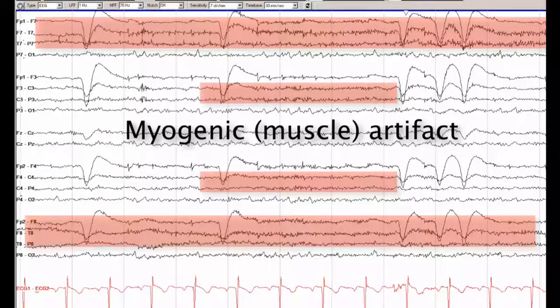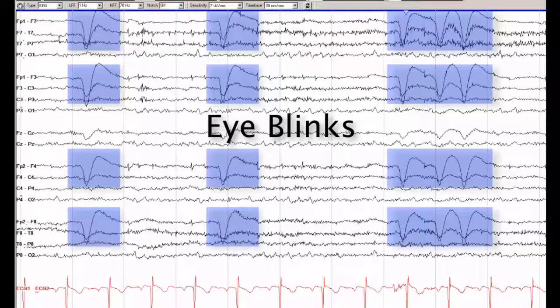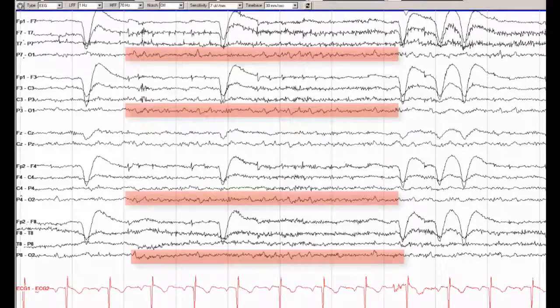temporal regions, suggesting active muscle tone in the facial and jaw muscles, which is more prominent during wakefulness. In addition, we see numerous eye blinks, which would suggest that this patient has their eyes open and is blinking. The lambda waves can be seen throughout this epoch in the posterior head regions, shown here.